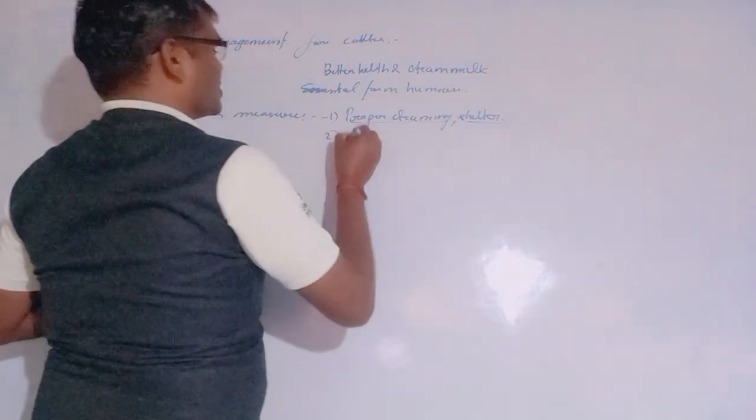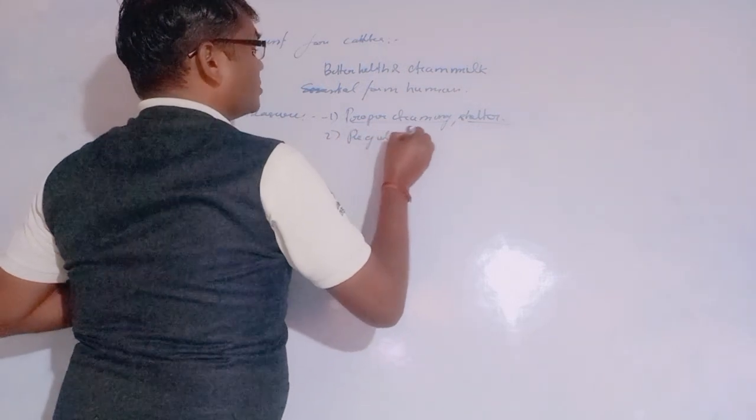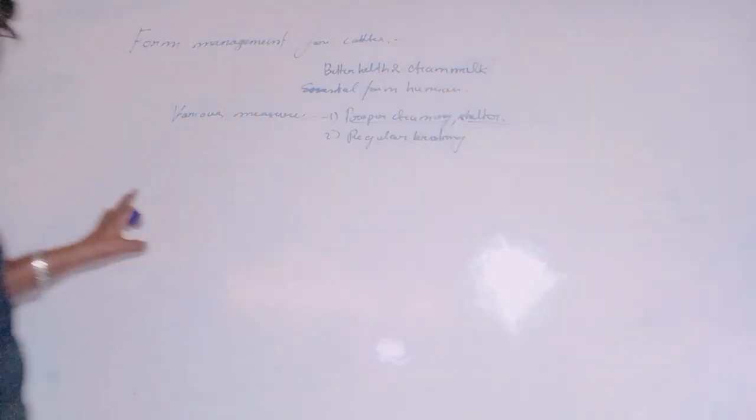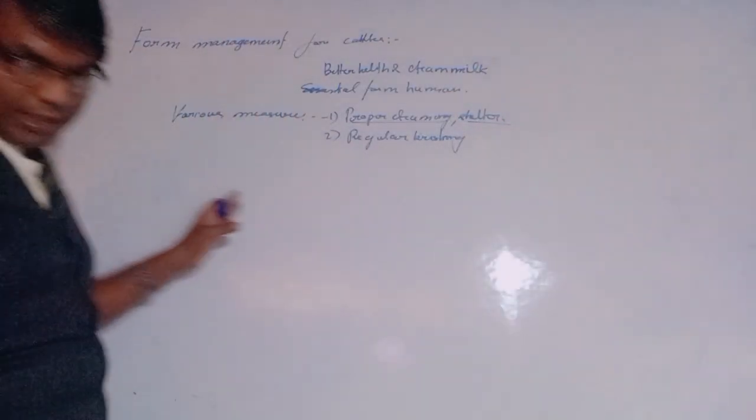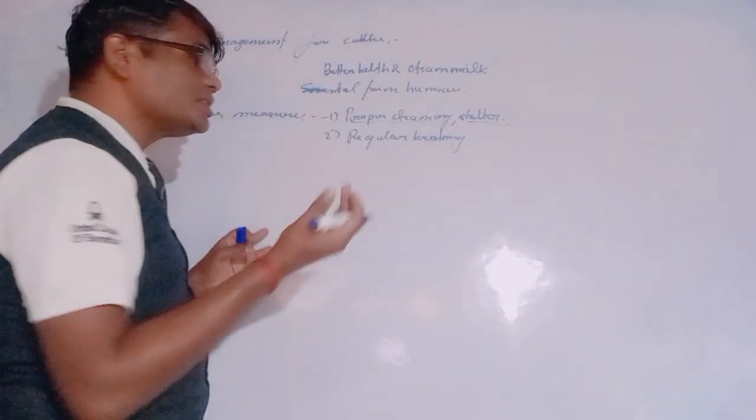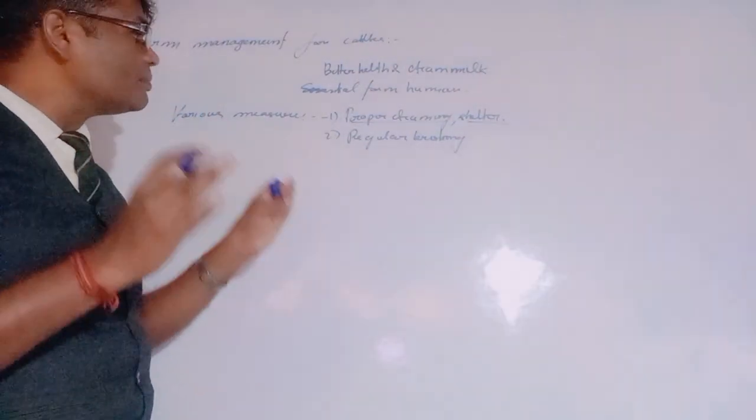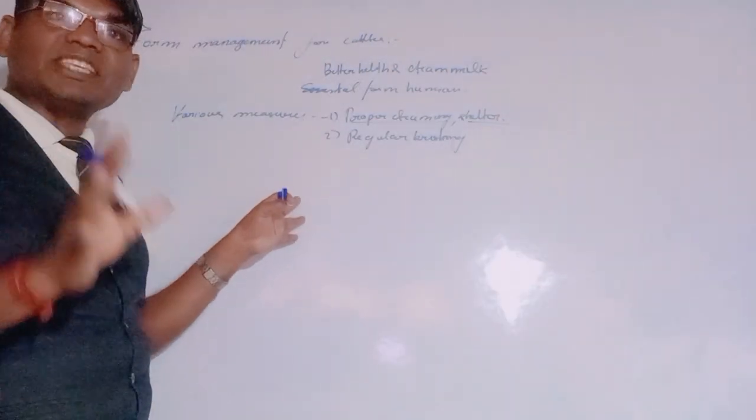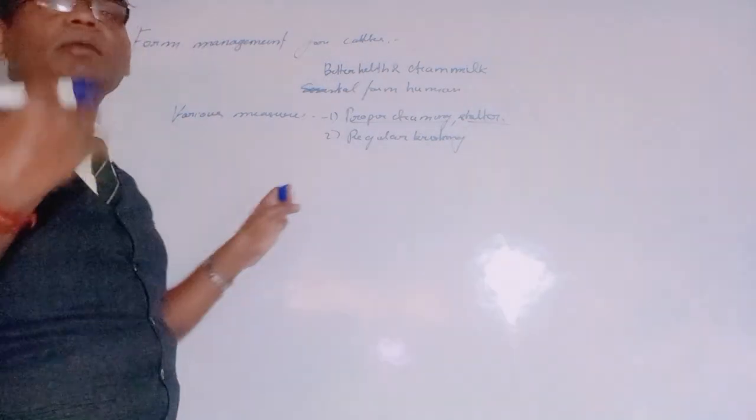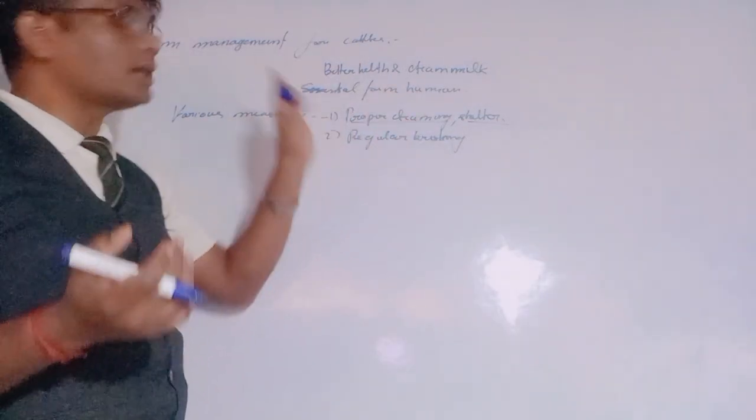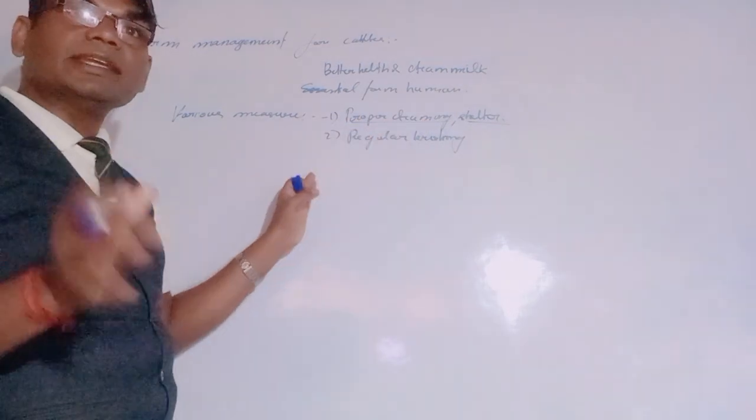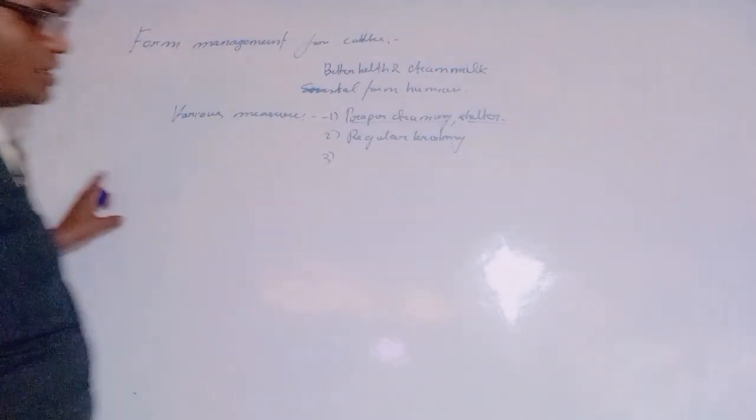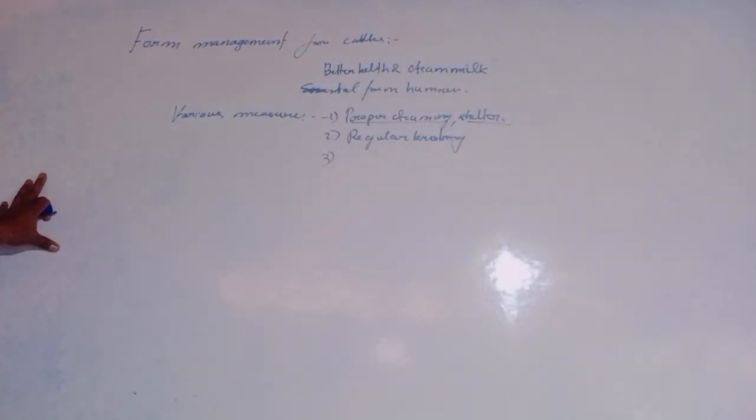Regular brushing. If you are doing regular brushing, dirt and loose hair can be removed from the body, and the animal feels very comfortable. If the animal feels comfortable, it becomes healthy, and then it will provide more and more clean milk. So for milk production, its health will always be better. The third management is regular clean brushing.